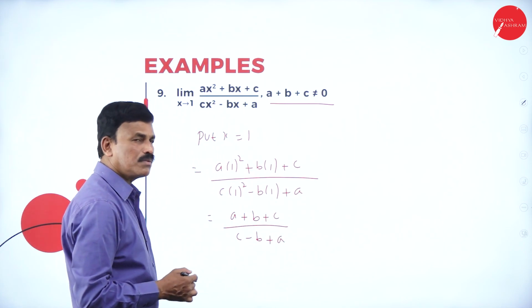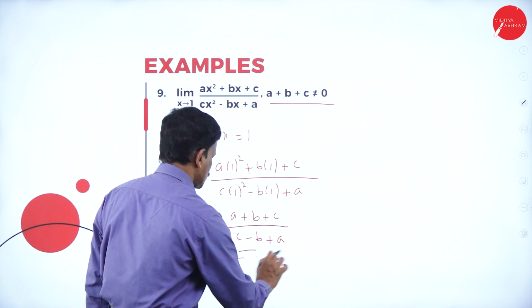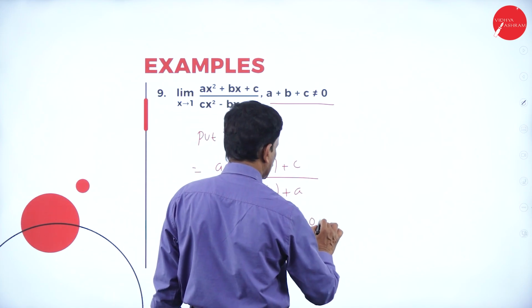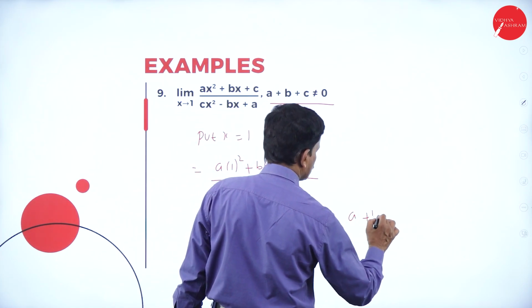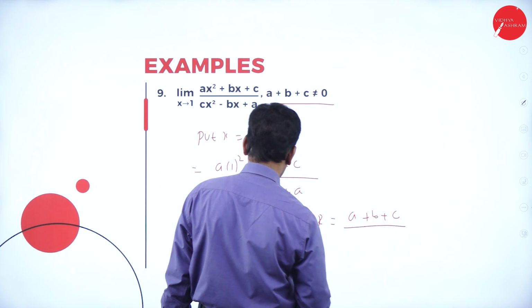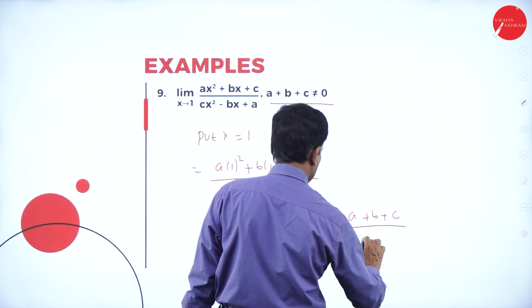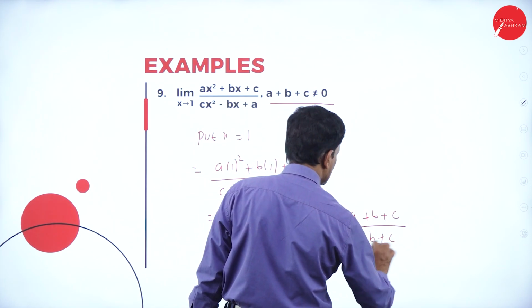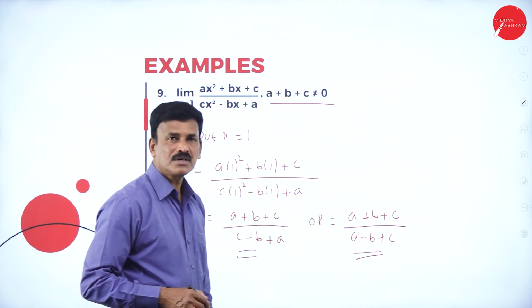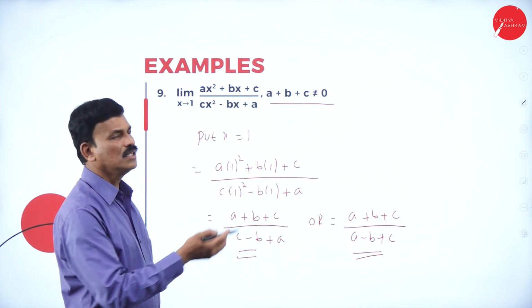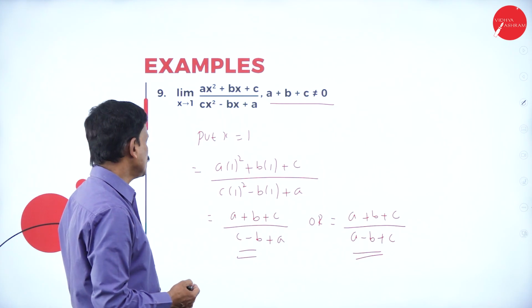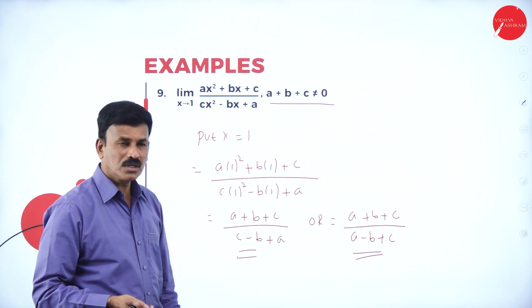So, (a plus b plus c) divided by (c minus b plus a) is the answer, or if you want, you can also write it like this: (a plus b plus c) divided by, in the denominator, (a minus b plus c). This is the simplified answer. Very simple. Put x equal to 1, you will get (a plus b plus c) divided by (a minus b plus c). Now, move to the next problem.